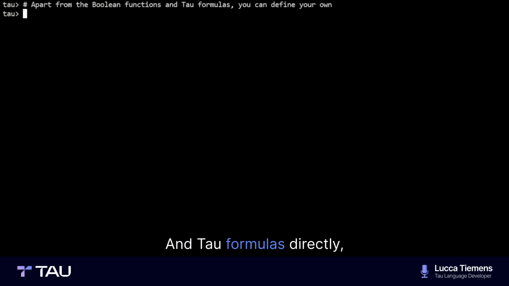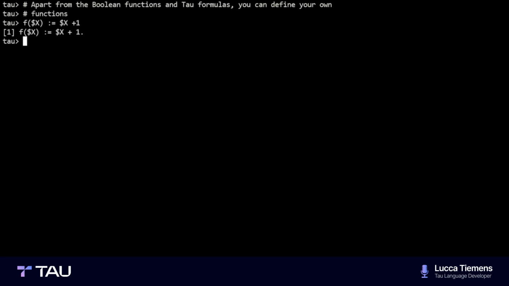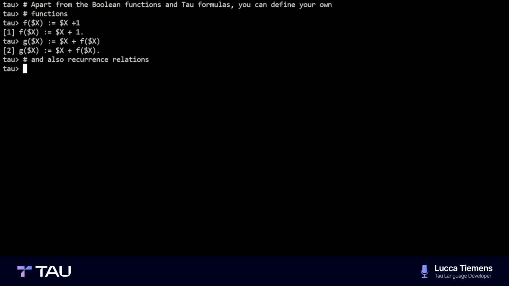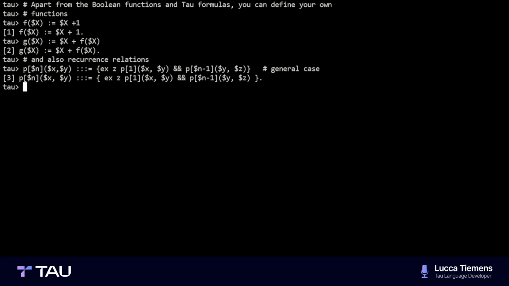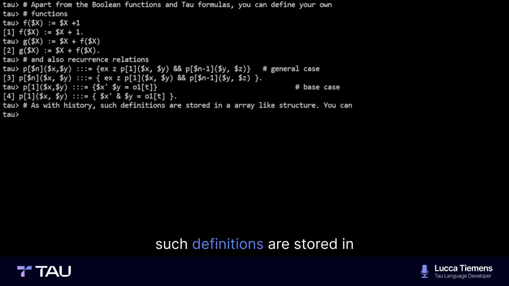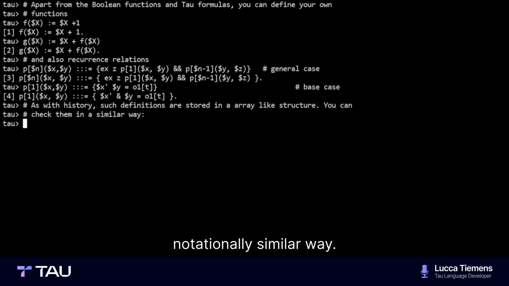Apart from inputting Boolean functions and tau formulas directly, you can also bind them to function names. The same is true for recurrence relations. As with the history, such definitions are stored in an array-like structure. You can check them in a notationally similar way.